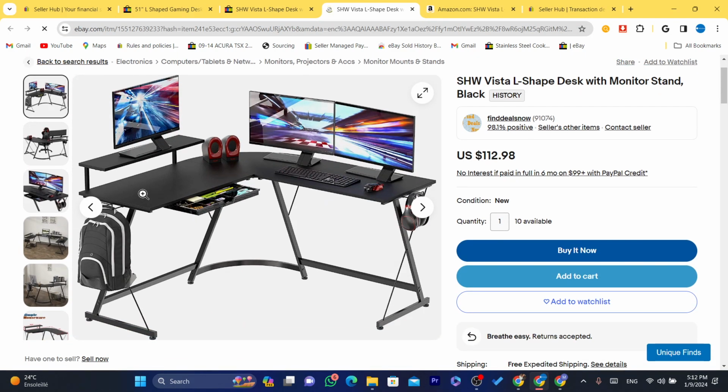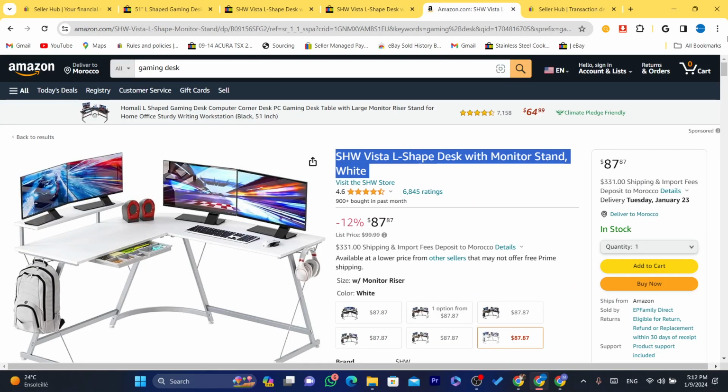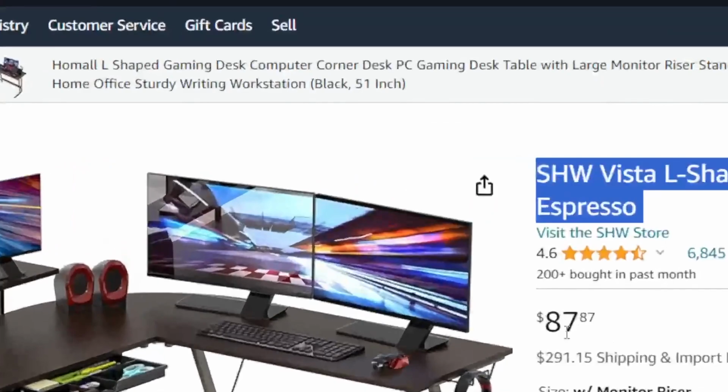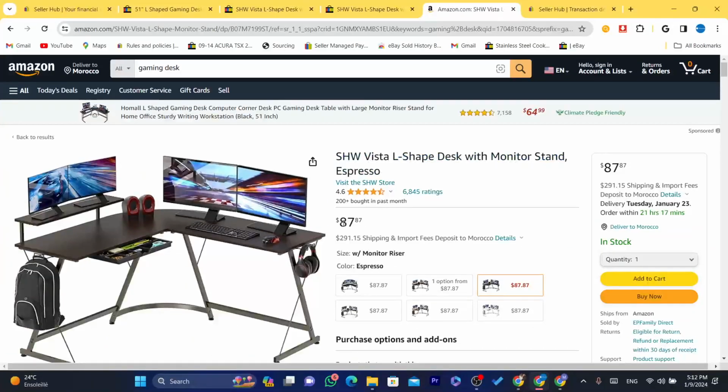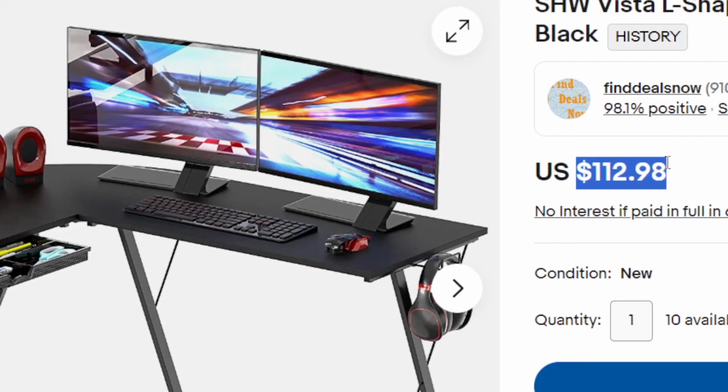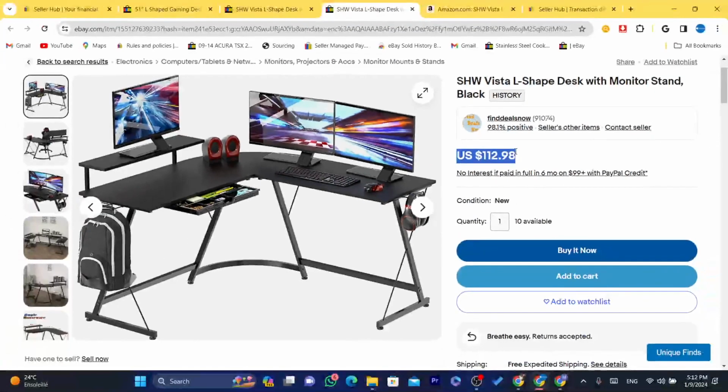As you can see, this product and that one look similar. They are actually the same. Yeah, it's the same product. So as you can see, the price of the item is $87, and this guy is selling it for $112. This is what I do, guys.